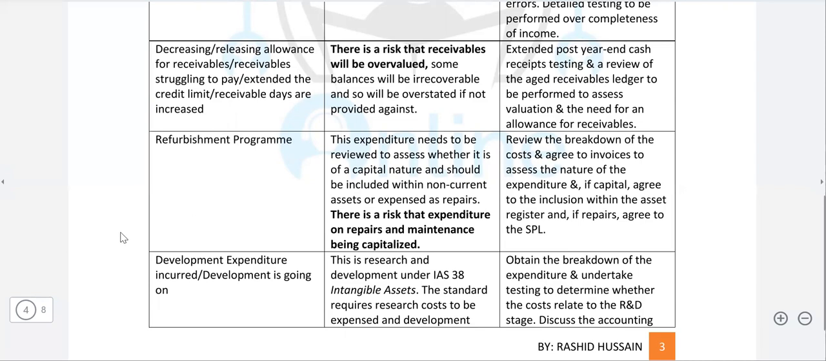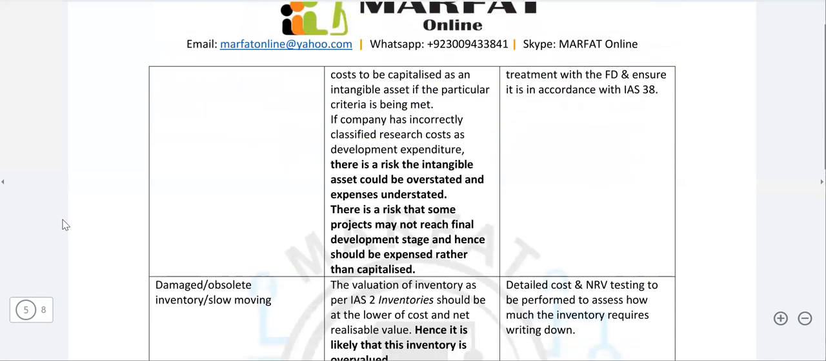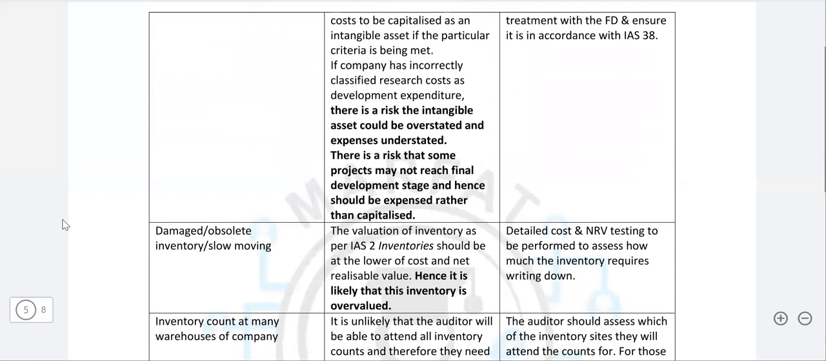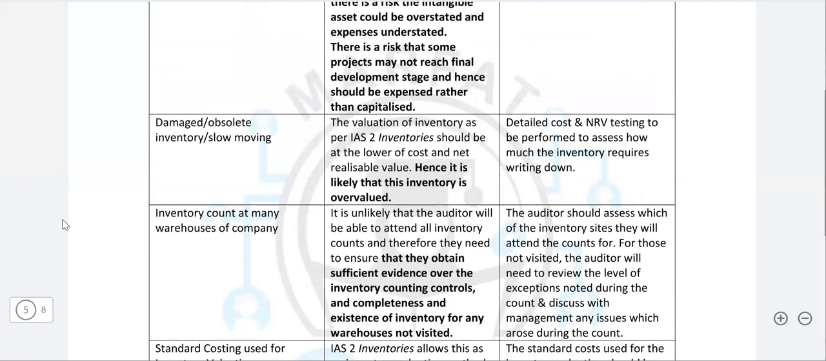So development expenditure incurred. Development is going on again. It is related to IAS 38. Research should be expensed out. Development should be capitalized. There's a risk that research cost may be capitalized, or development cost being capitalized even if the criteria is not met, resulting in the overstatement of profits and assets.